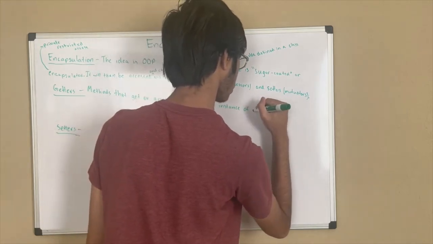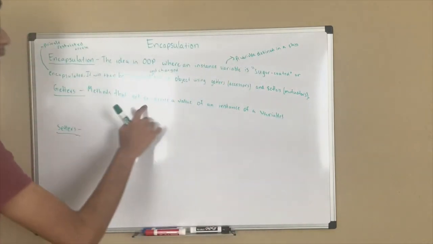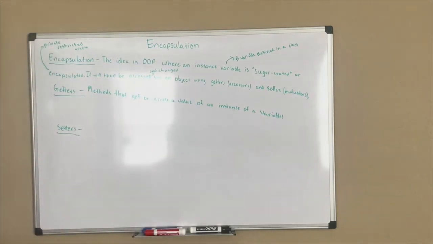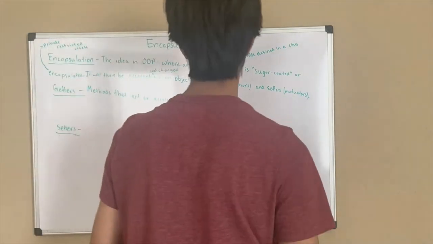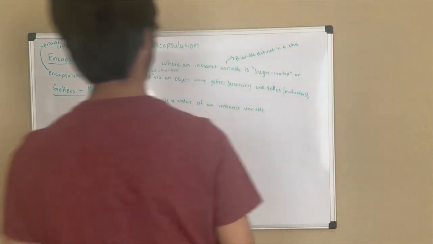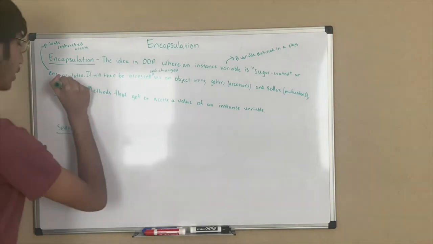Does that kind of ring some bells? That's why they're called getters and setters, right? Because they're simply methods that get or access. Access is accessors, get is getters. So if you see it on the exam called accessors, just remember that it's just a getter because it just accesses the value of an instance variable. You know what I mean. So getters: methods that get or access a value of an instance variable. So straightforward, simple, right? It's in the word itself.